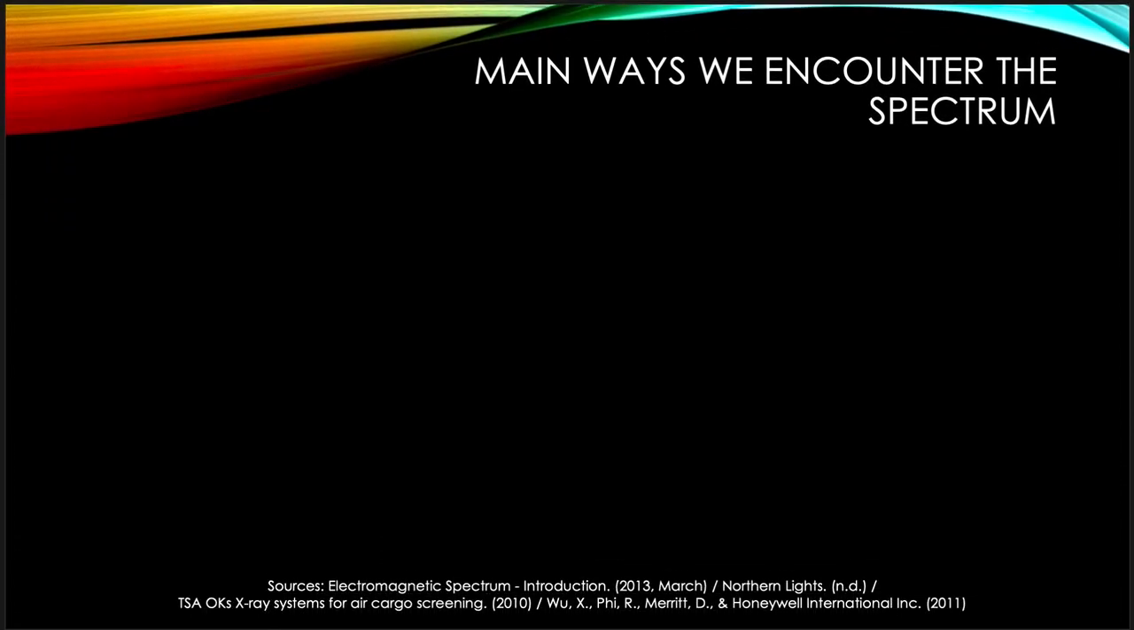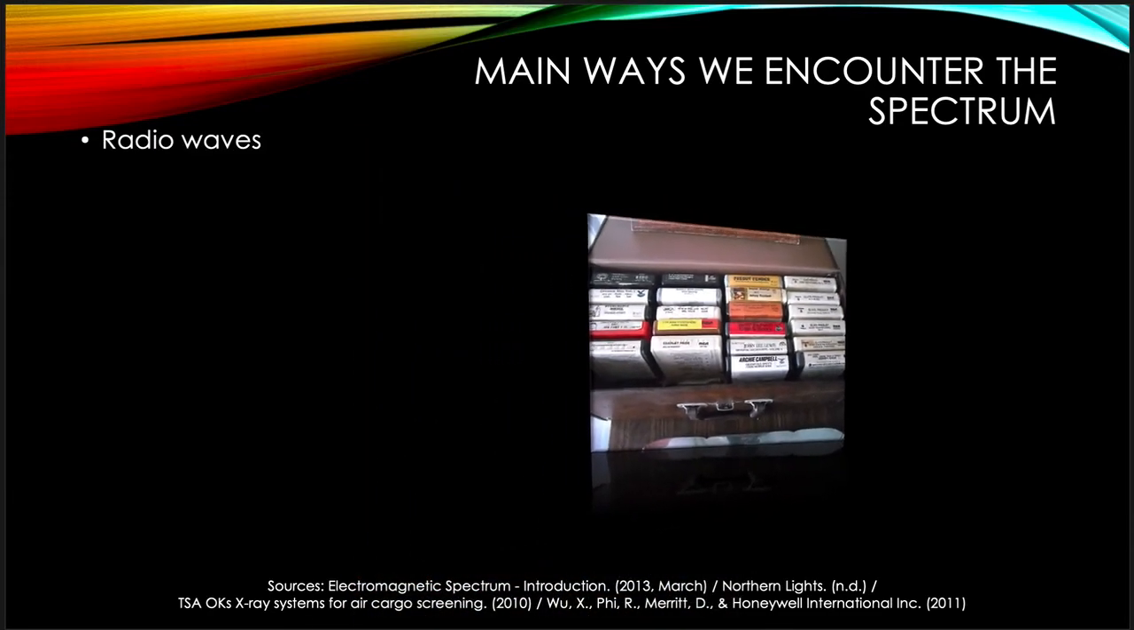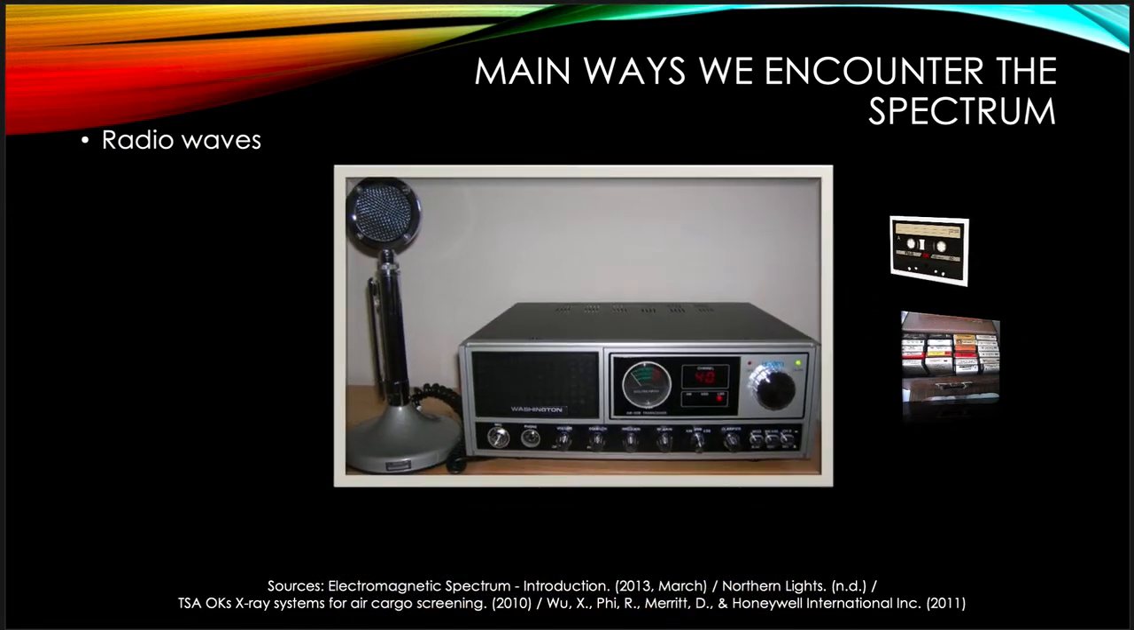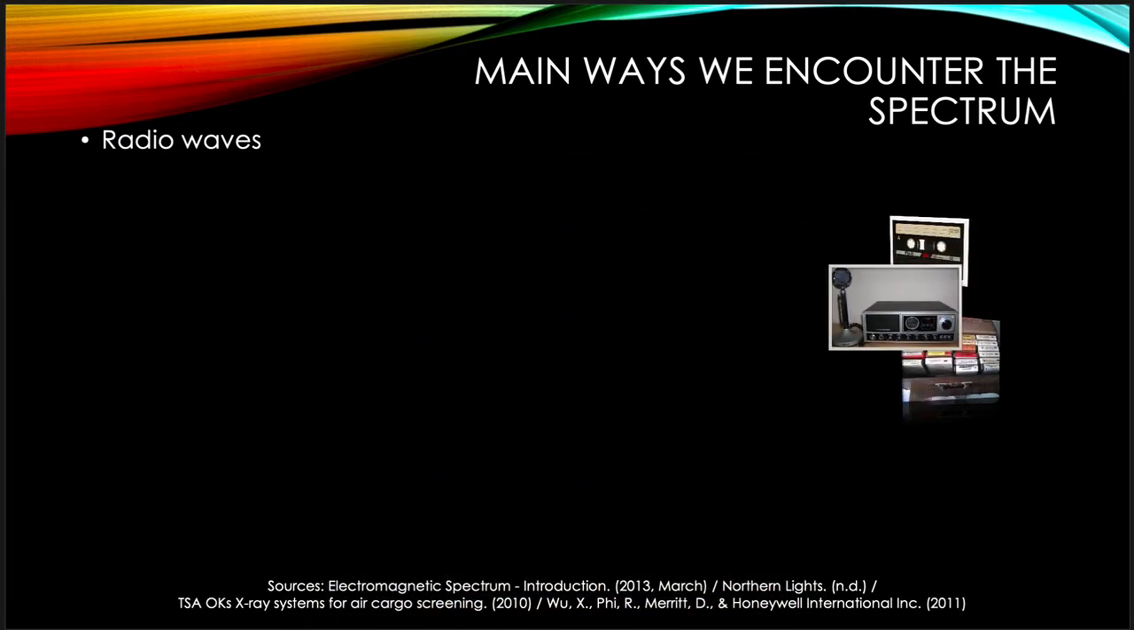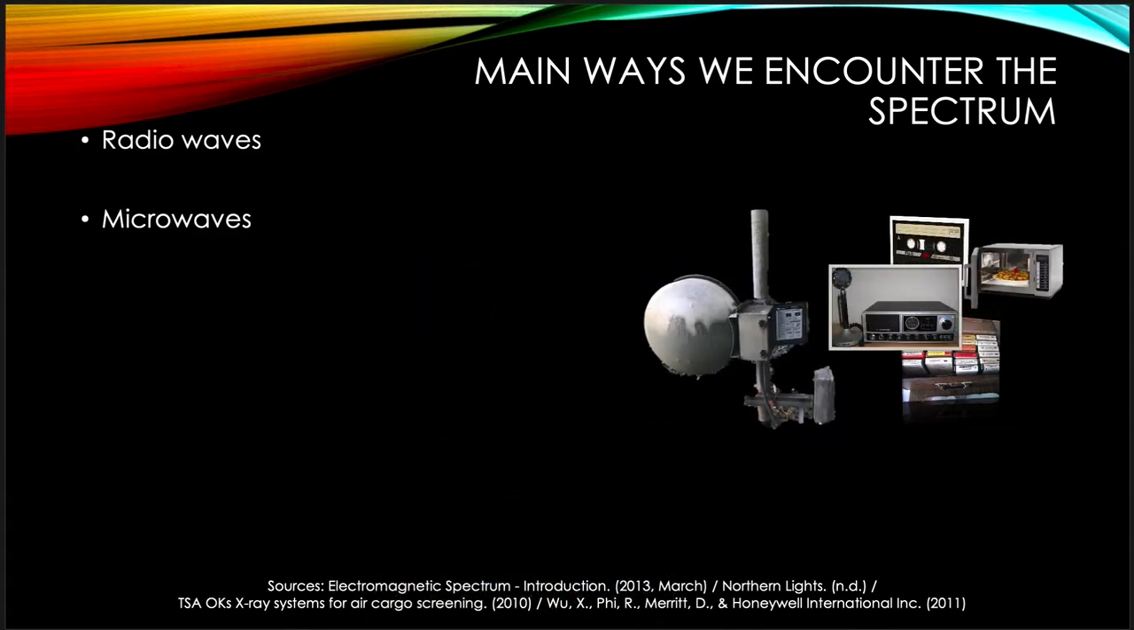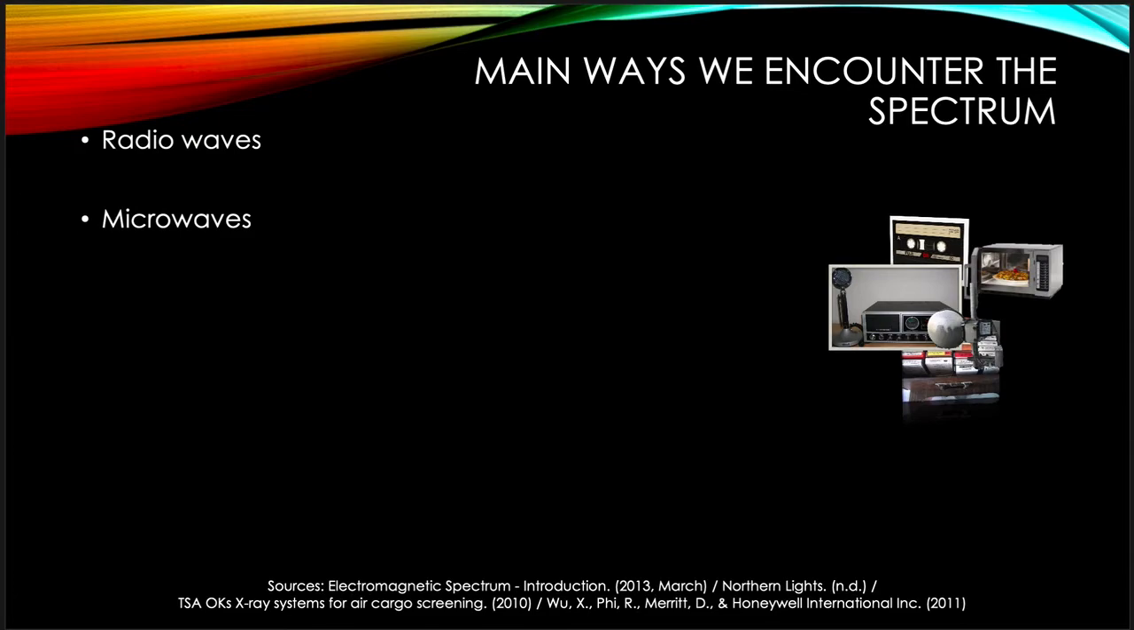Now, other than visible light, we have many ways that we encounter the electromagnetic spectrum. First being radio waves. Before the days of 8-track tapes and cassette tapes, we used radio waves to listen to music in our car. It also enabled the ability to communicate over various distances. Microwaves are commonly used day-to-day in our very own household with, you guessed it, the microwave to heat food. Microwaves are also used as security sensors to detect movement within an area.